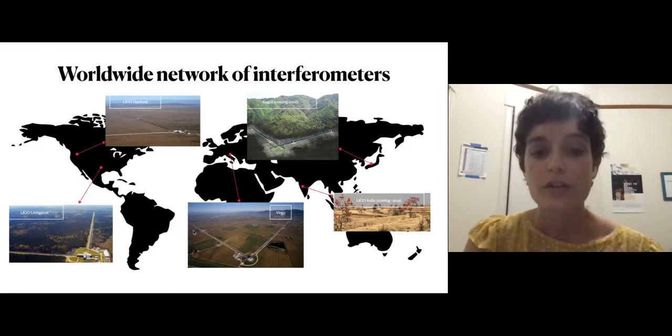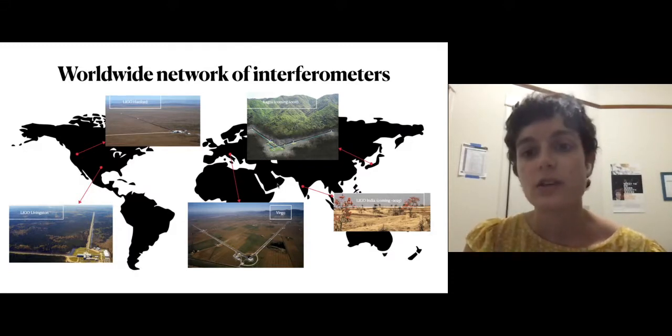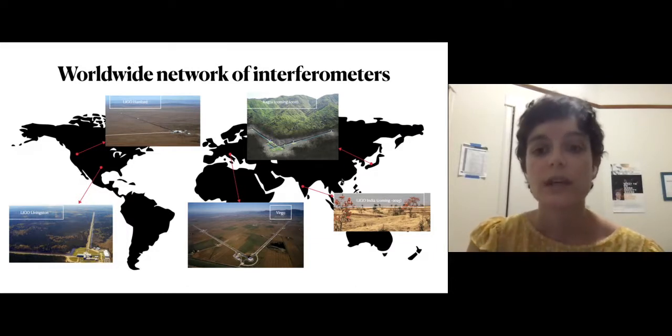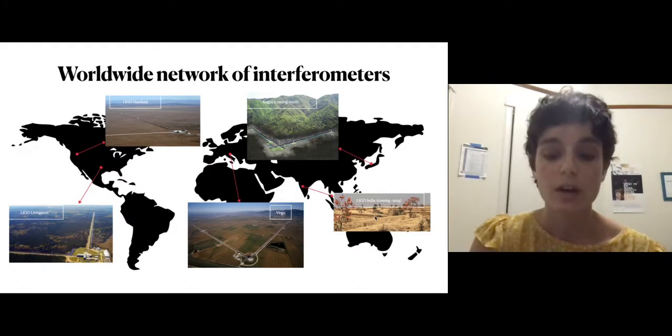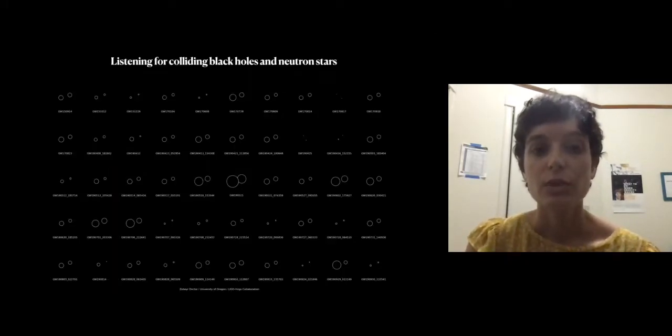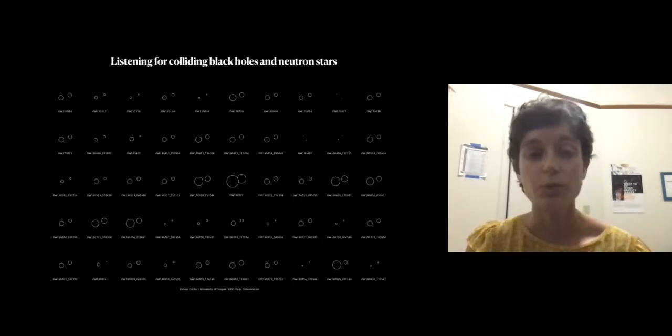There's also a third gravitational wave detector in Italy called Virgo. There's a Japanese detector called Kagra, which will join the network soon. And LIGO India is currently under construction and it will hopefully be operational later this decade. So all of these interferometers are there listening to gravitational waves from the universe.